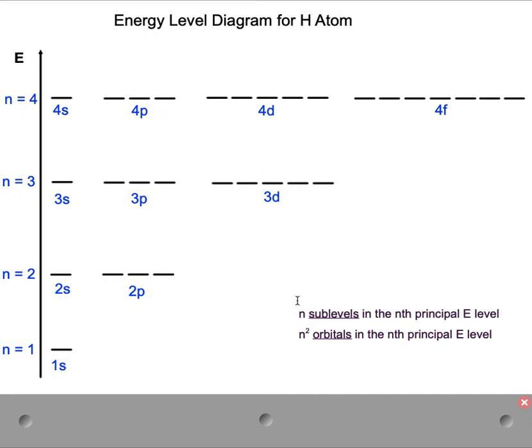There are n sublevels in the nth principal energy level, meaning the first principal energy level has 1 sublevel, the second has 2, the third has 3, the fourth has 4. If you count the total number of orbitals in a principal energy level, you'll see an interesting pattern. In n equals 1, there's 1 orbital. In n equals 2, there are 4 orbitals. In n equals 3, there are 9 orbitals. In n equals 4, there are 16 orbitals. 1, 4, 9, 16. What's the pattern? Perfect squares. So we see our second pattern. There are n squared orbitals in the nth principal energy level.